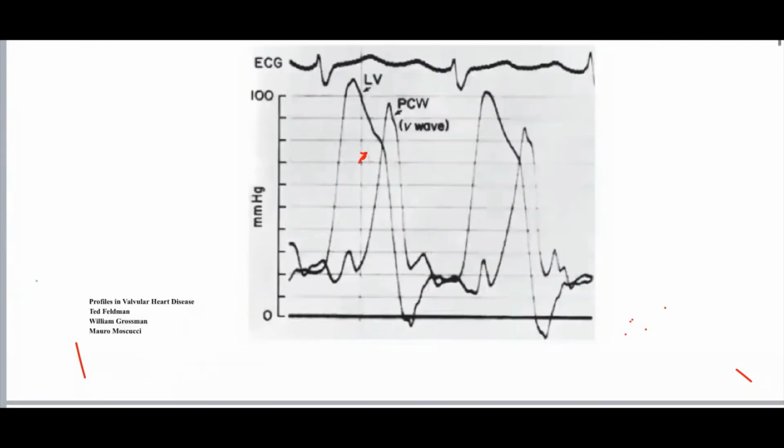LV and wedge. What do you see here? Don't tell me I have mitral stenosis, because there is no mitral stenosis. High V wave with respiration. Exactly. This is LV and pulmonary capillary wedge. So this is mitral regurgitation. And look at this gradient here.